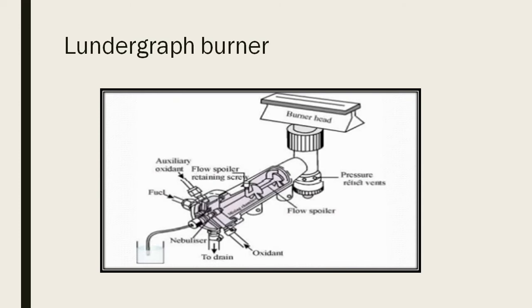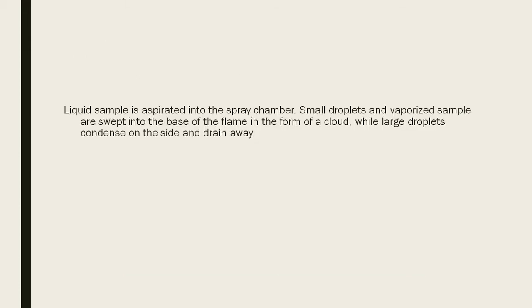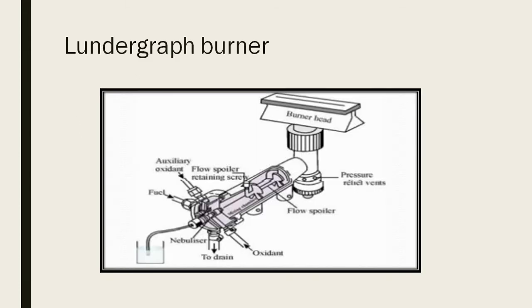Next burner is the Lundegardh burner. The diagram is shown here. So you can see its parts: the nebulizer, then oxidant and fuel are fed here. Auxiliary oxidant is also added. And finally the burner head. You can see some pressure vents.